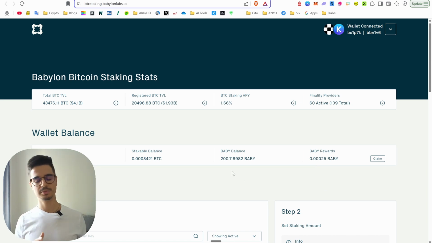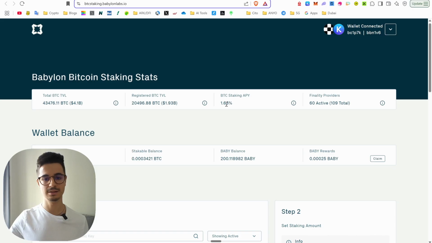And you might ask, yeah, 1.6% staking APR is actually not that high, but for Bitcoin, it's not that bad. Usually Bitcoin holders don't earn any yield. And this yield might increase or decrease according to several things. So the first one is, of course, the more people that stake Bitcoin, the lower this yield will be.